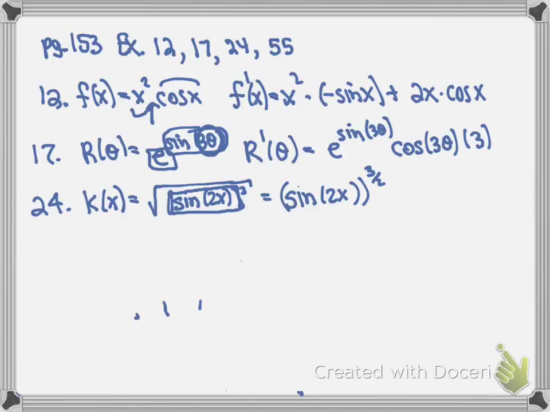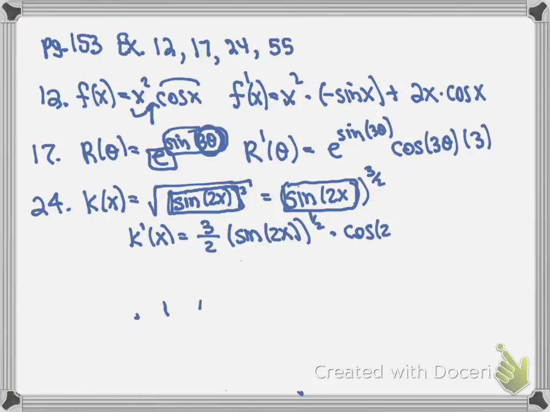Now notice I haven't taken a derivative, so I can't stop. Now I can start and take a derivative. k prime of x is equal to, use power rule, 3/2 times sine of 2x. Subtract 1 from the power, which gives you a half. Multiply now by the derivative of sine 2x. That is cosine 2x. Now we multiply by the derivative of 2x, which is 2. And that's good enough.